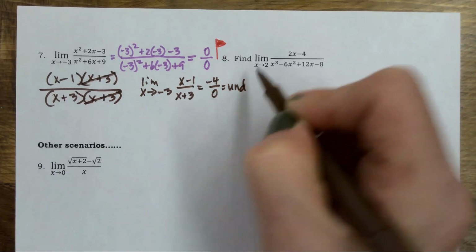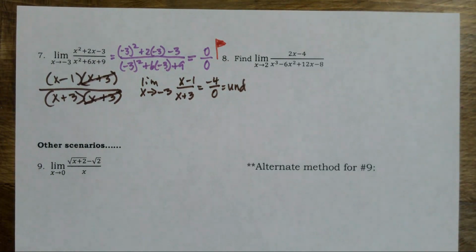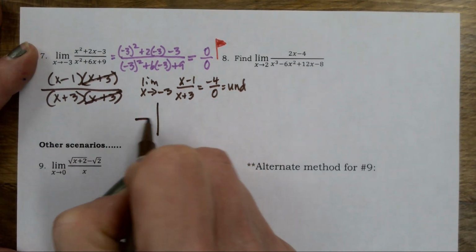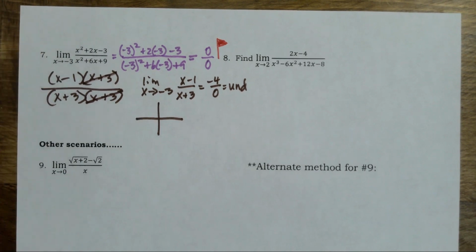Ah, shoot. Look what happened. Darn it. So it had a hole. I took out the hole, and now it's undefined in that location. What do I need to do? Check both sides. So I'm going to check both sides of this simplified form.